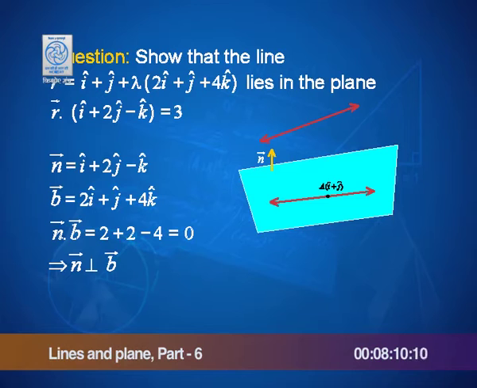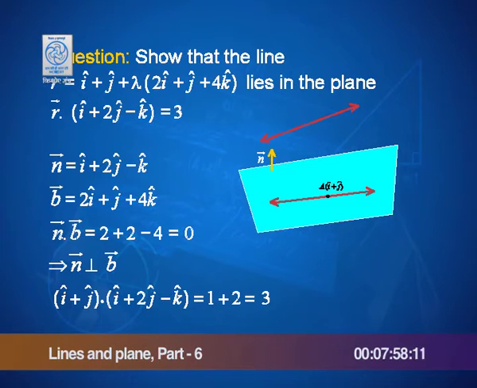Therefore, if I can show that the point A satisfies the equation of the plane and the vector n is perpendicular to the vector B, which defines the direction of the line, then our job is done. Here we have the vector n, that is normal to the plane, as i cap plus 2 j cap minus k cap, and vector B, which gives us the direction of the line, as 2 i cap plus j cap plus 4 k cap. Simple dot product gives us 0, and therefore, the line is perpendicular to the normal, but it could be away from the plane, it could be parallel to the plane.